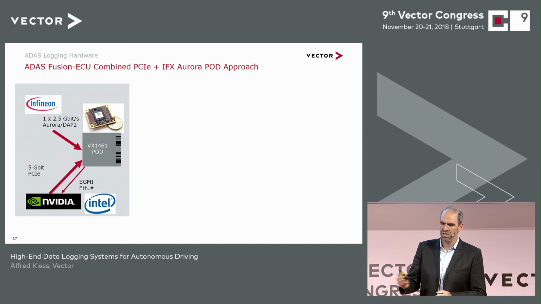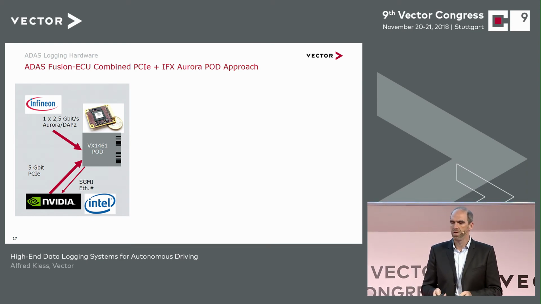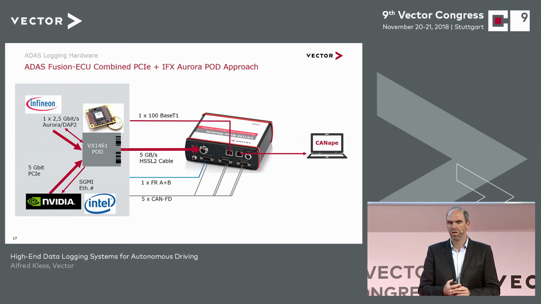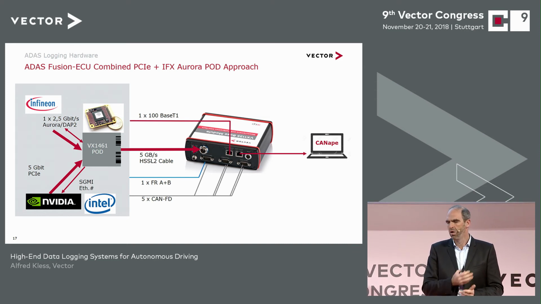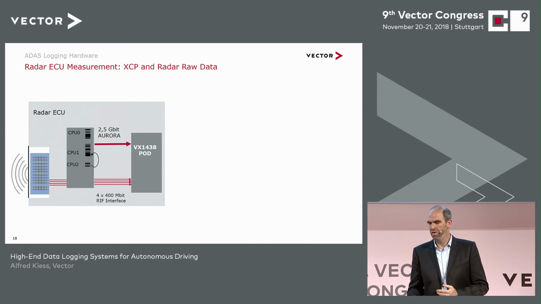We've got a specific measurement technology that adapts high-speed interfaces, for example, Infineon via Aurora and Intel or NVIDIA via PCI Express. So that goes out via one line. You could add CAN, FlexRay, and then with one cable, all the information goes on to one CANape system.